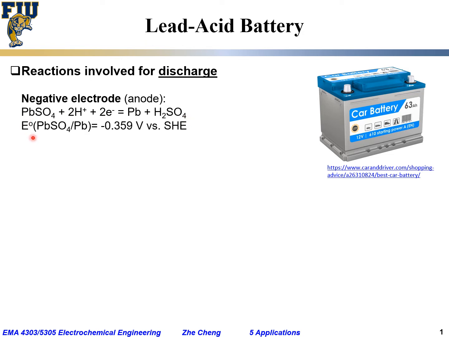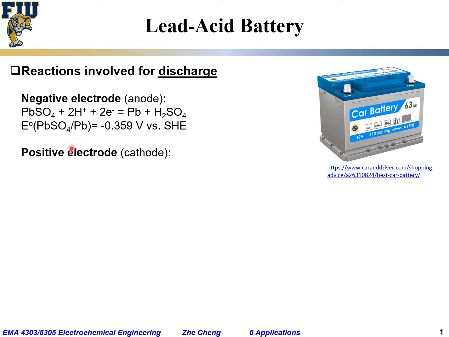Okay? And the standard electrode potential for this redox pair, the reducing species is lead, and the oxidized species is lead sulfate because lead sulfate does not dissolve much in the solution. Okay, so we write it as a solid. The standard electrode potential for lead sulfate versus lead is minus 0.359 volt versus SHE. That's the standard electrode potential for this electrode reaction.